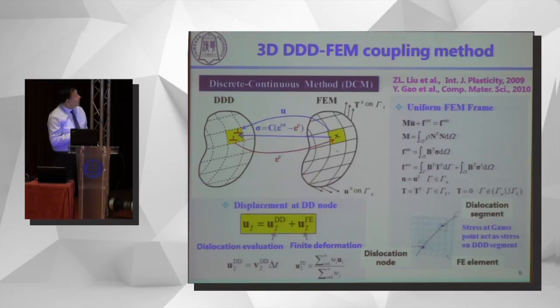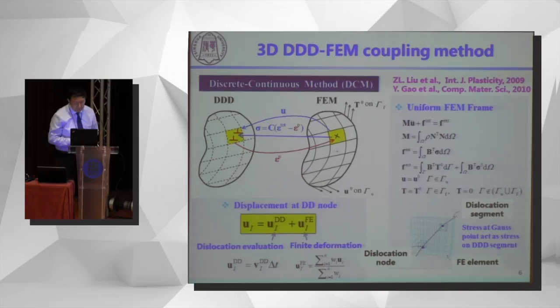In this coupling method, we also have displacement in the dislocation models. They have two separate parts. One part is from the dislocation evolution, another part is the finite deformation from the finite element. We transfer the deformation from the nodes of the finite element to the lattice nodes of the crystal in the dislocation models. We continue to use the equation of motion, and we also transfer deformation, stress and strain between the dislocation models and the finite element models, from discrete to continuous.